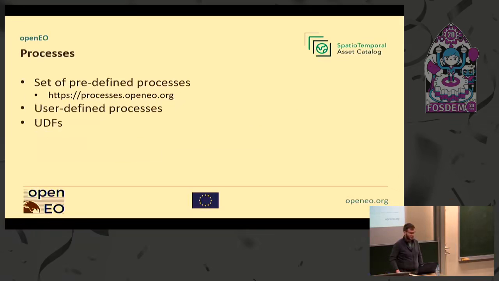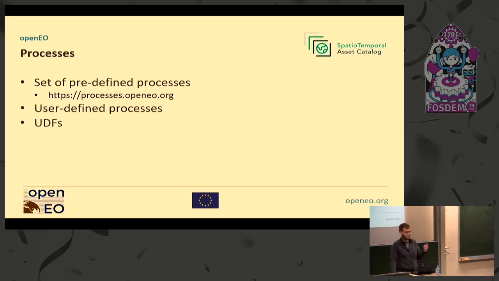Processes are already mentioned. There is a set of predefined processes, like at the moment, I think 130 or something like that, for band math, for loading data into data cubes, working on data cubes, renaming dimensions, adding new values and stuff like that. You can visit processes.openeo.org to see the list, and then, of course, based on the predefined processes, you can define your own user-defined processes, which is internally just a graph, basically a dependency graph with instructions how to work on the data.